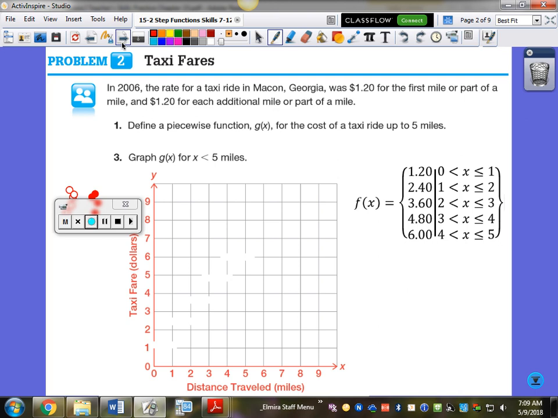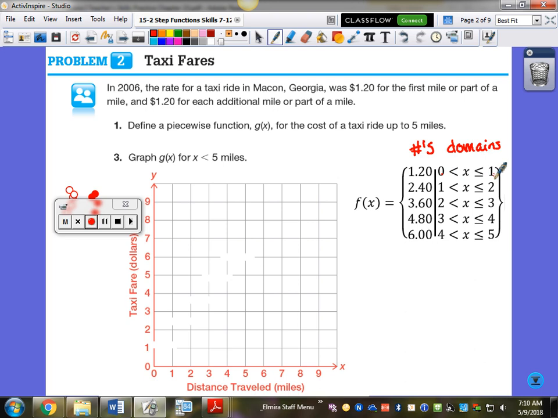So define a piecewise function for the cost of the taxi ride up to 5 miles. Over here, this is what a piecewise function looks like in function form. These are all numbers, and these are your domains or your intervals. So the result is going to be you're going to pay $1.20, and the domain means for every mile from 0 miles up to 1 mile.